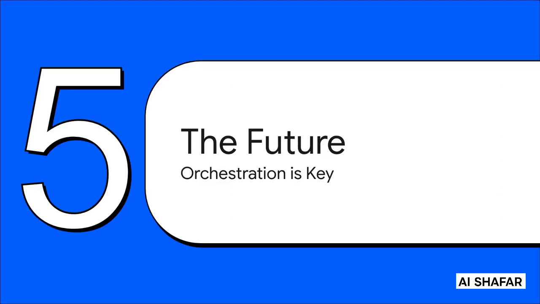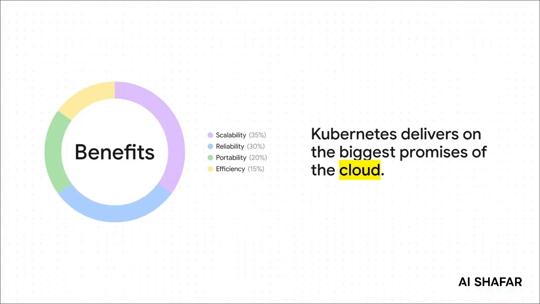So, what does this all mean for the future? Well, it means the way we build and run software has fundamentally changed. The future is all about orchestration. And this is why it's the future. Kubernetes delivers on the biggest promises of cloud computing: the scalability to handle any amount of traffic, the reliability to stay online 24/7, the portability to run your app pretty much anywhere, and the efficiency to do it all without wasting resources.